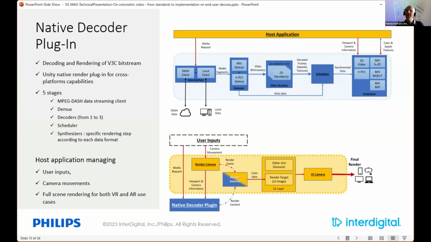So one for VPCC, one for multiple view plus depth, one for MPI, and we could imagine having new synthesizers coming. And for the application, basically, you retrieve content to be decoded. Then from the application, you select the viewing angle with the viewport and camera information so that the plugin gives back and renders the appropriate views of the scene.